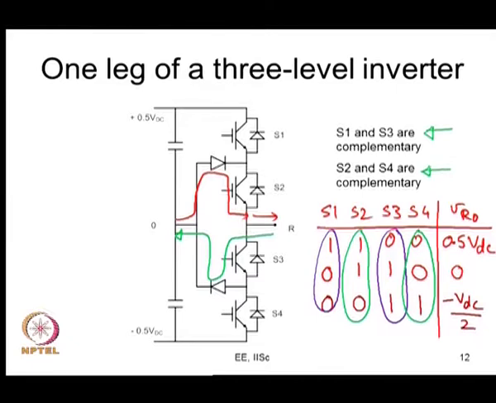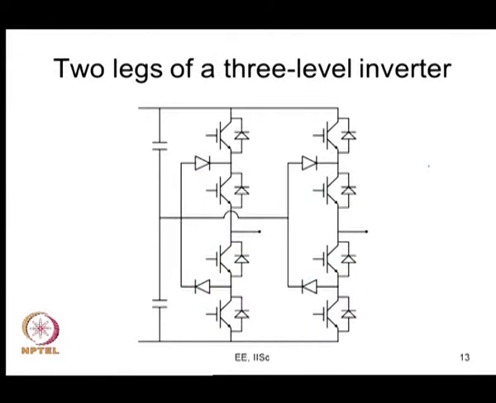So, you need 2 independent signals. Earlier we needed only one signal in the case of 2 level inverter, here we needed 2 signals. And here I am just showing 2 legs connected. You can probably consider it as a single phase 3 level inverter, where you can connect a single phase load here. I have shown 2 legs here.